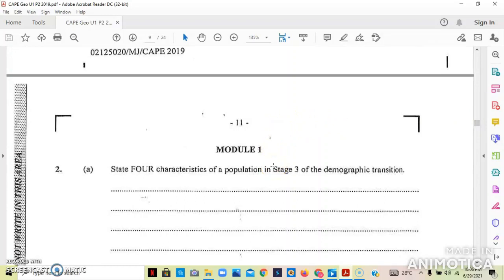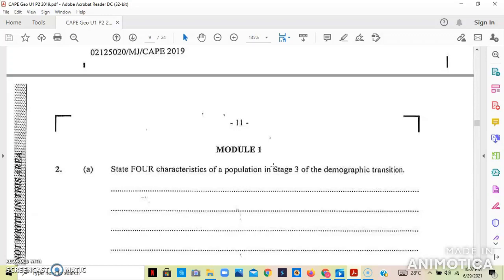Now, the first question, Part A, asks us to state 4 characteristics of a population in Stage 3 of the demographic transition model. The characteristics of a population in Stage 3 are that the birth rate has gradually decreased. The population growth continues but at a lower rate. Death remains low and steady. Economic conditions in the country have improved. The status of women has also improved, and the population now has access to contraceptives.